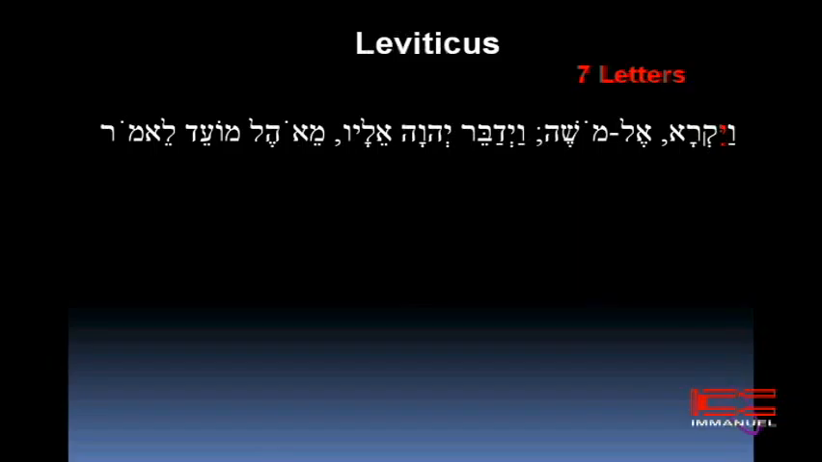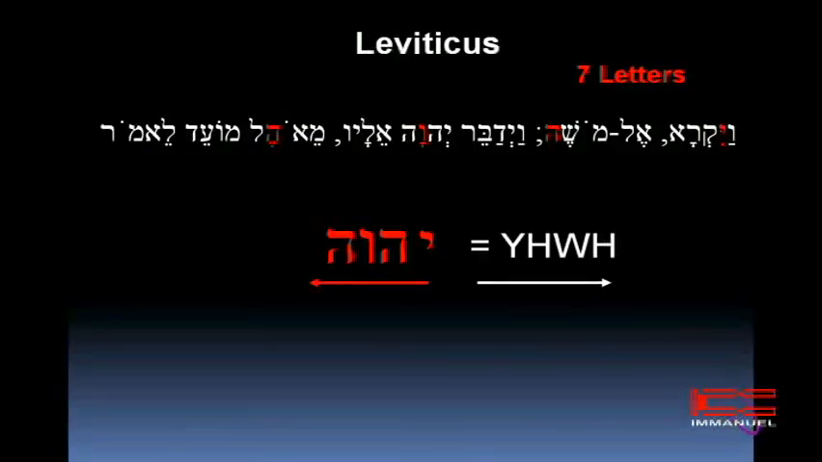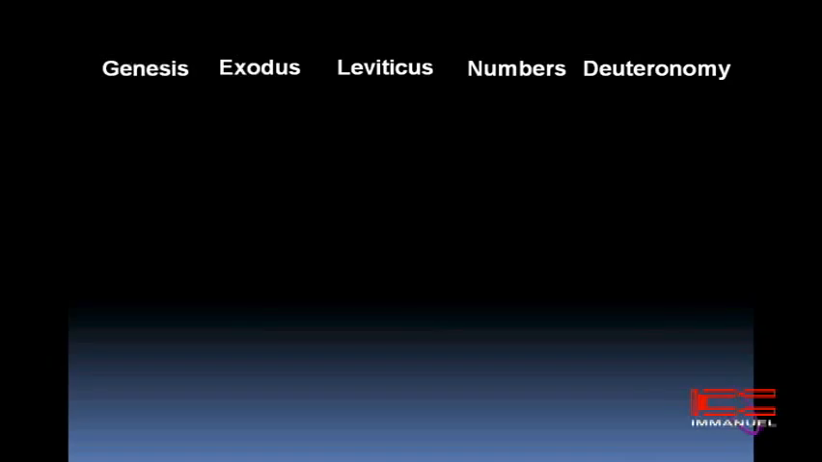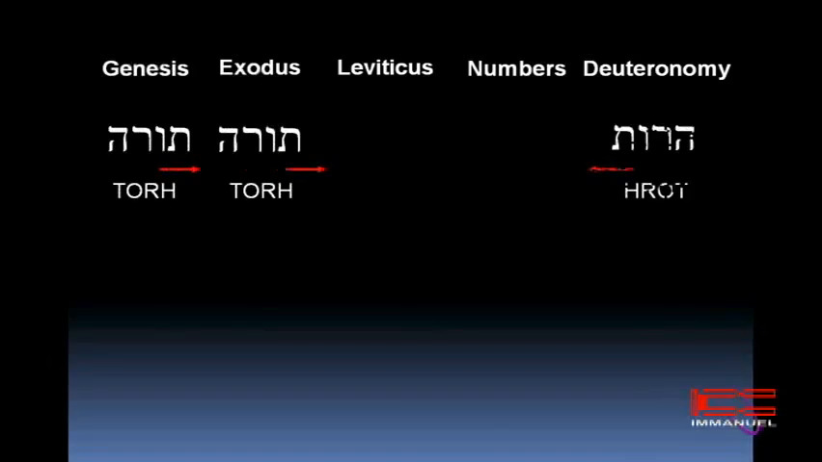When they picked all the letters at the 7-letter interval in the first verse of Leviticus, guess what it spells? YHWH, Yahweh. If you look at all five books of your Torah, all the letters, all the words that we have put, Torah always points towards Yahweh. Torah always points to our God.